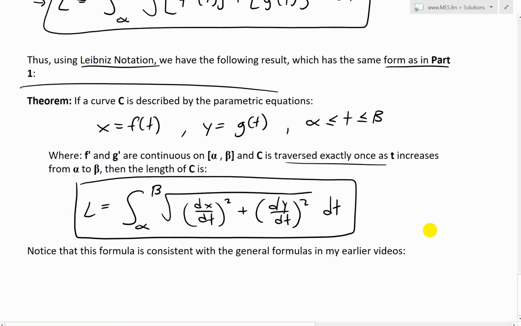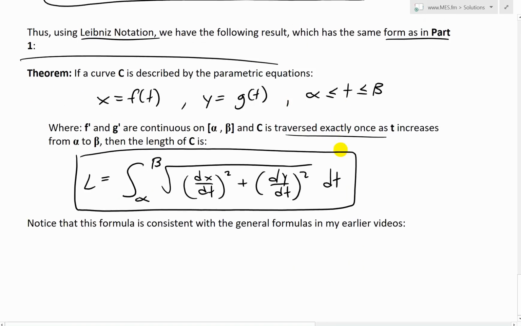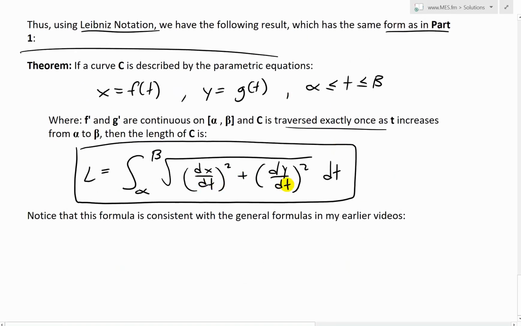And now we just write it in Leibniz notation. This is the same thing as here. This derivative is the same thing as writing dx over dt squared plus dy over dt squared, and then all square root, and then dt.